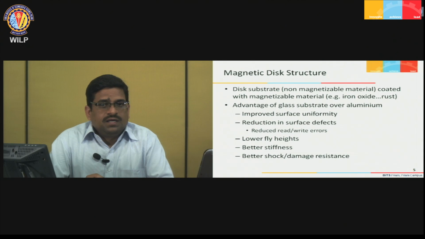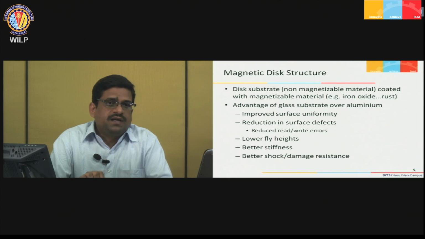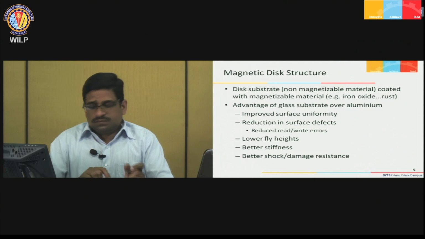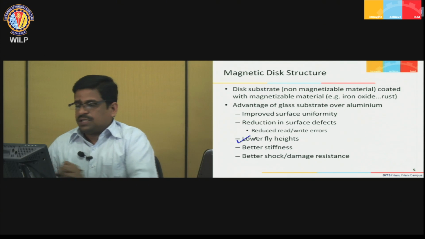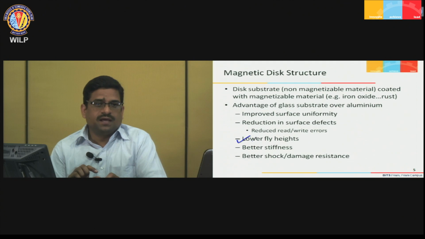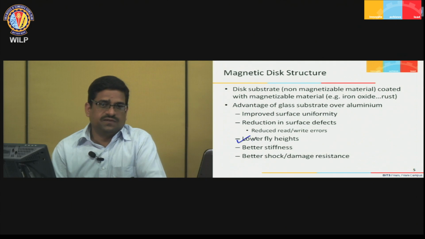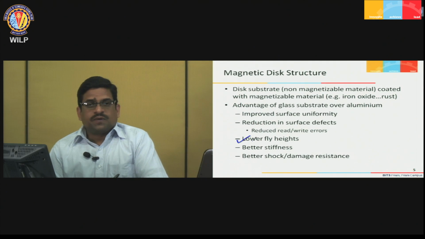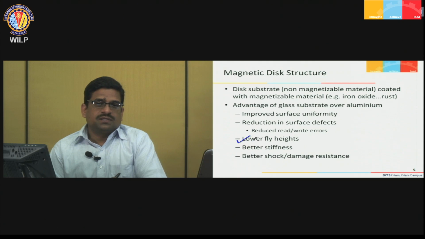That is why nowadays in the hard disk the head is not exactly touching the surface, it is just above the surface, and the distance between the head and the surface is in nanometers, 2 or 3 nanometers. So that is one advantage. Now the head is called a flying or floating head. It floats over the surface without exactly touching it, and the glass substrate provides better stiffness and better shock resistance as well.